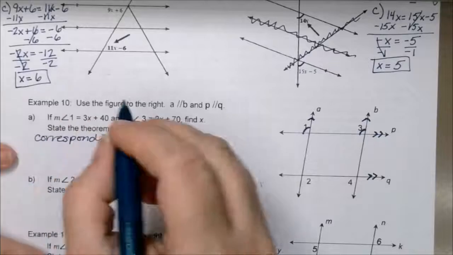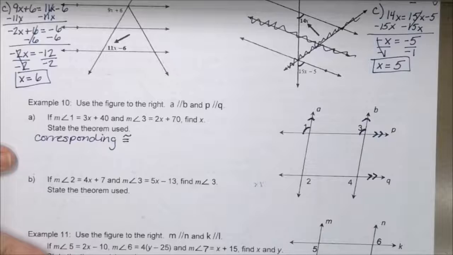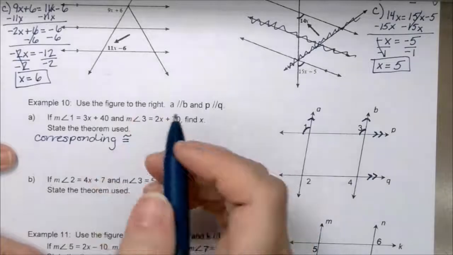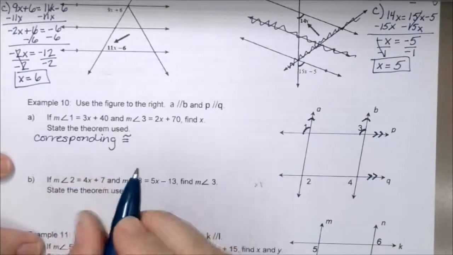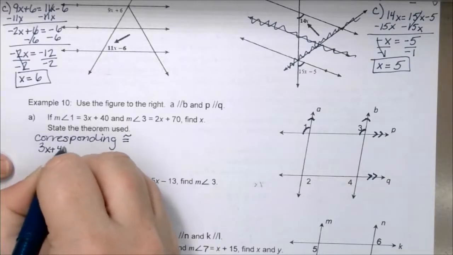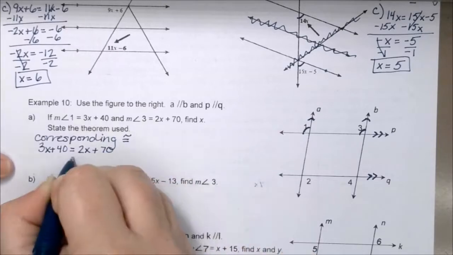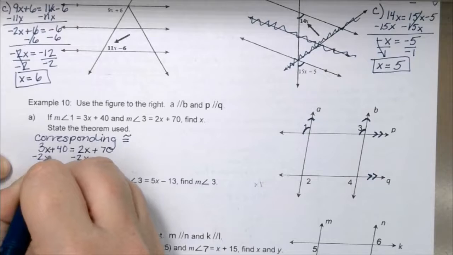Alternate exterior angles. So I did corresponding first. And corresponding angles are congruent. And then alternate exterior, and they are also congruent. So what does that mean? Angle 3 and angle 2 are congruent, right? Because if 3 and 1 are the same, 4x plus 7 equals 5x minus 13, I'm going to subtract 4x. So 7 equals x minus 13, add 13. And x equals what? 20.